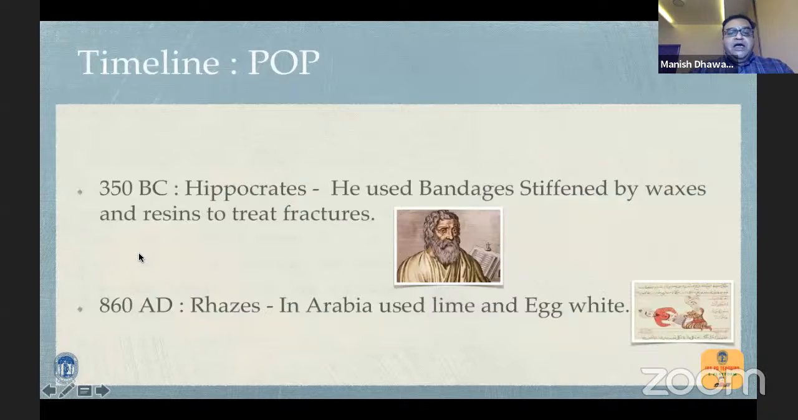Now, the timeline of casting basically goes back to the period of Hippocrates, the father of medicine. This is around 350 BC, when he used bandages stiffened by waxes and resins to treat fractures. And in 860, Rhazes in Arabia used lime and egg white to stiffen his cast. So this is a small manuscript, a description by Rhazes.